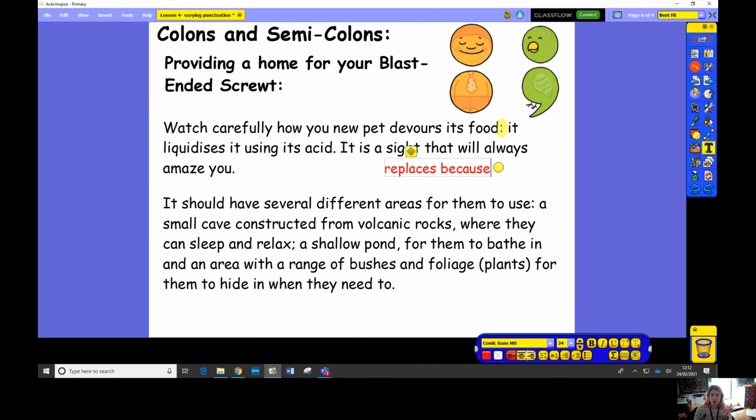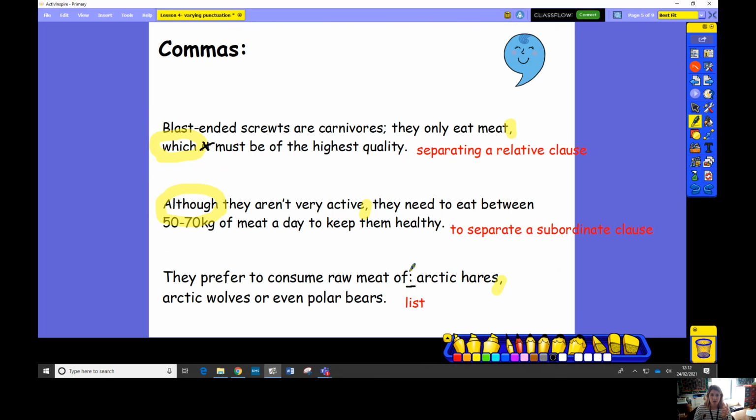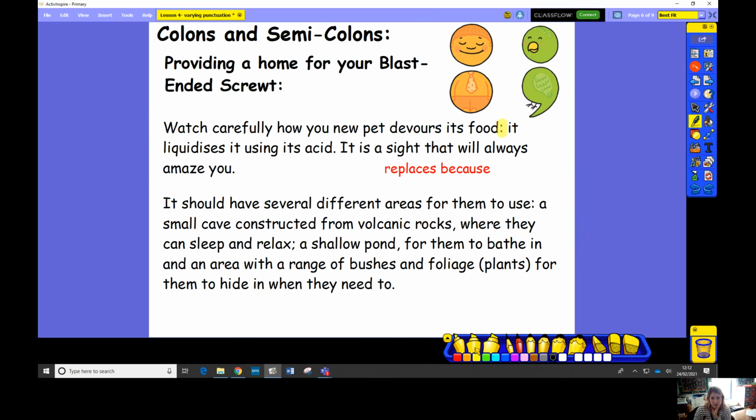As we just said, we can also use a colon for a simplistic list. Okay, so in this one here, it should have several different areas for them to use: a small cave constructed from volcanic rocks where they can sleep and relax, a shallow pond for them to bathe in, and an area with a range of bushes and foliage plants for them to hide in when they need to. So we start a list with a colon: for them to use, colon, a small cave. Okay, so it's starting my list.